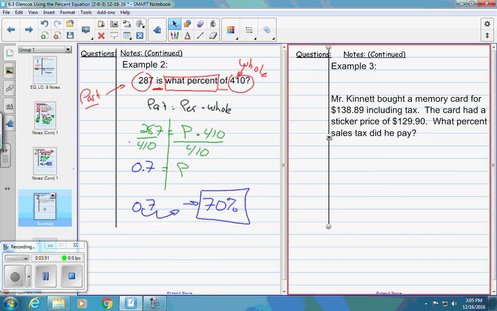I'm going to have you copy down example 3 here. This one is the most challenging problem, and it's actually because of how the sales tax works here. So copy down what you see, and then that's it for 6.3. Write down your questions that you may have and ask me in class.